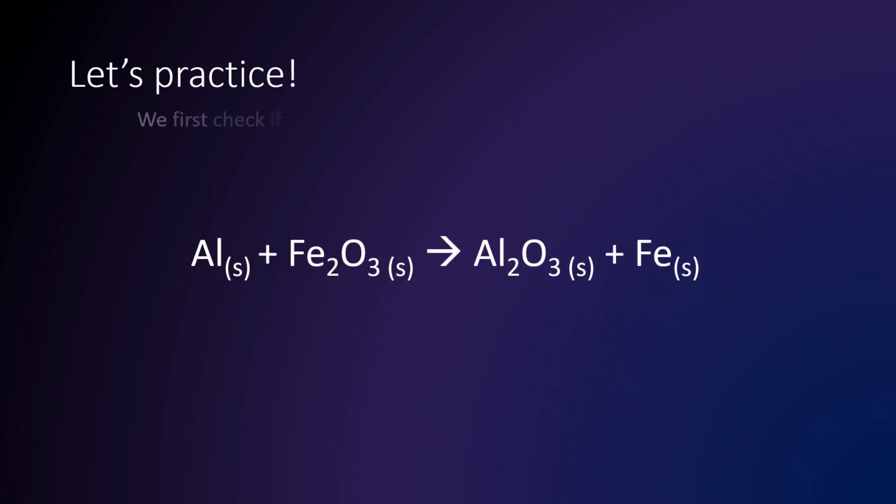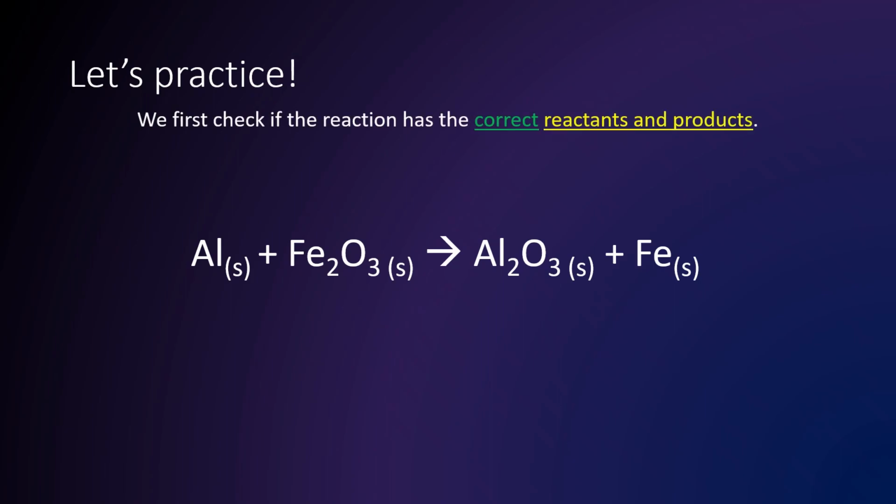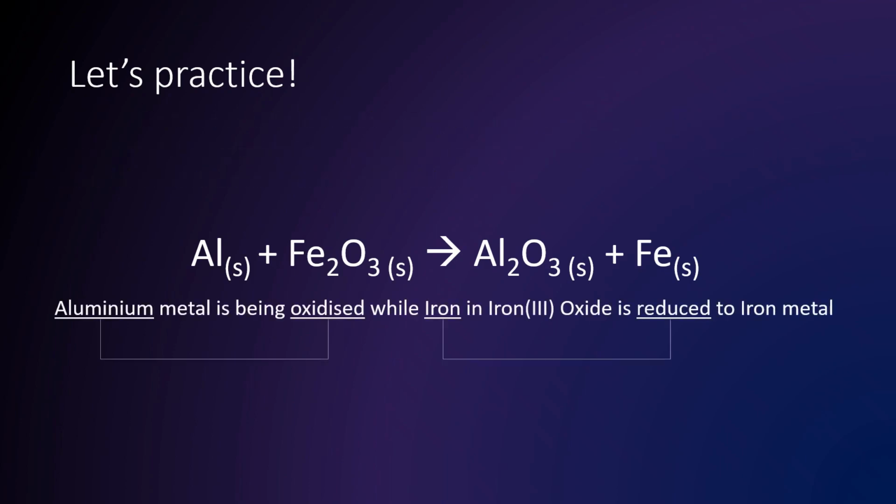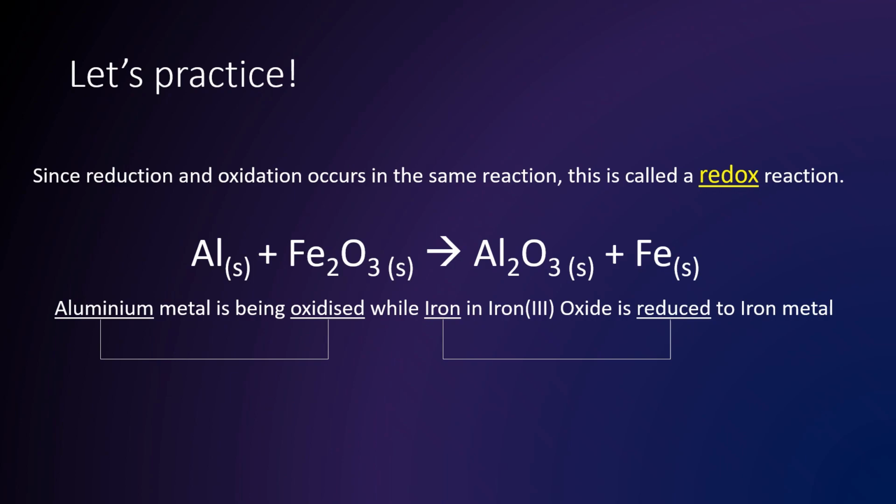We first check if the reaction has the correct reactants and products. It happens that this reaction has the correct reactants and products for the displacement reaction between aluminum and iron 3 oxide. Aluminum metal is being oxidized while iron 3 oxide is reduced to iron metal. This reaction is also known as the thermite reaction. Since reduction and oxidation occur in the same reaction, this is called a redox reaction, a mixing of the words reduction and oxidation.